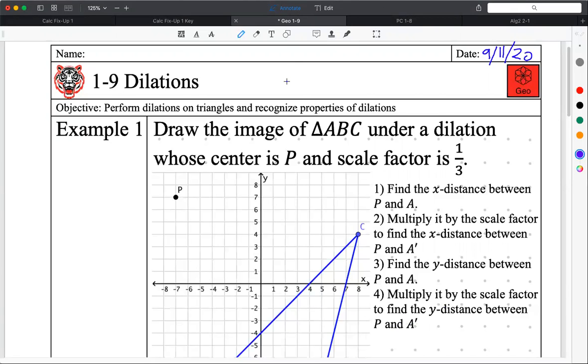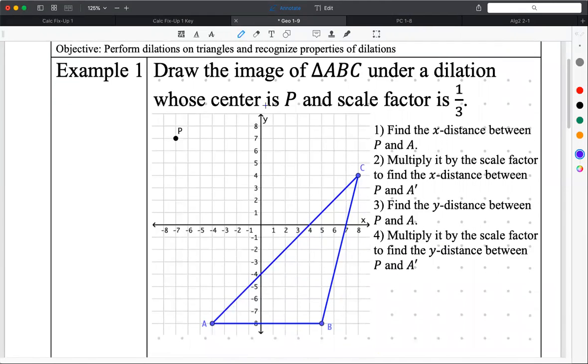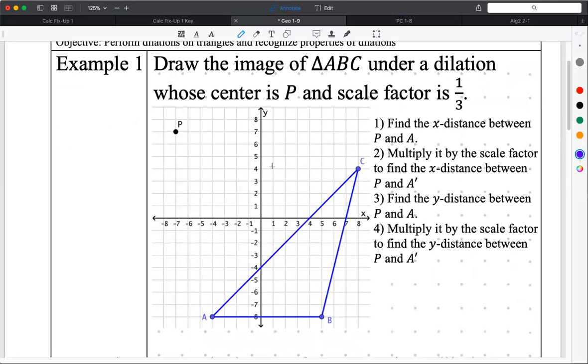Where you're just dilating the same points over and over and then connecting them with a triangle if we were doing it on paper, but it's kind of simpler than that on Khan Academy. So for this one, example one, we're going to draw the image of triangle ABC under a dilation whose center is P, and we have a scale factor of 1/3. We're going to multiply all of these lengths by 1/3.